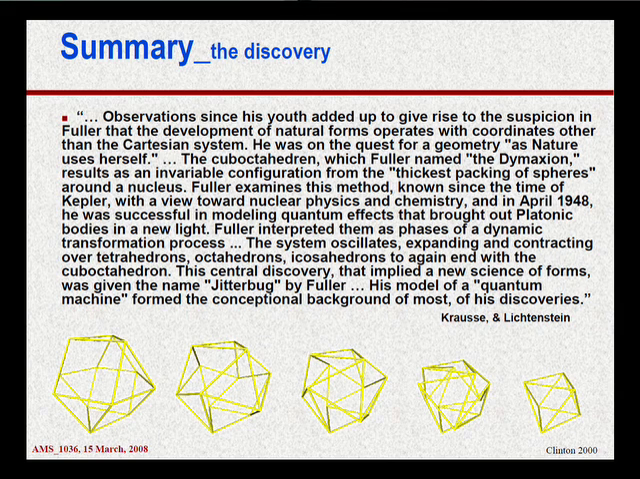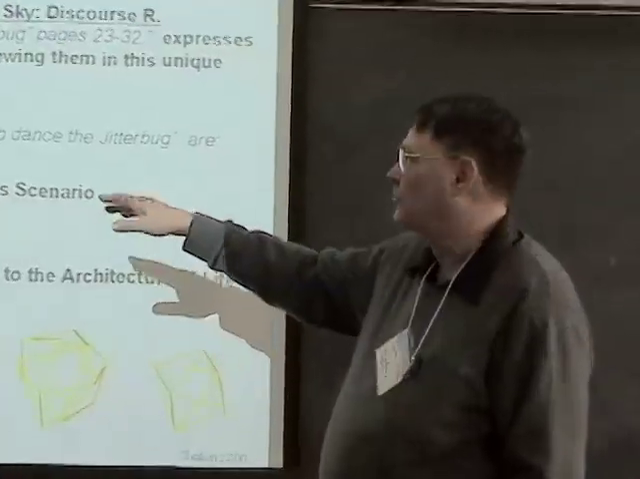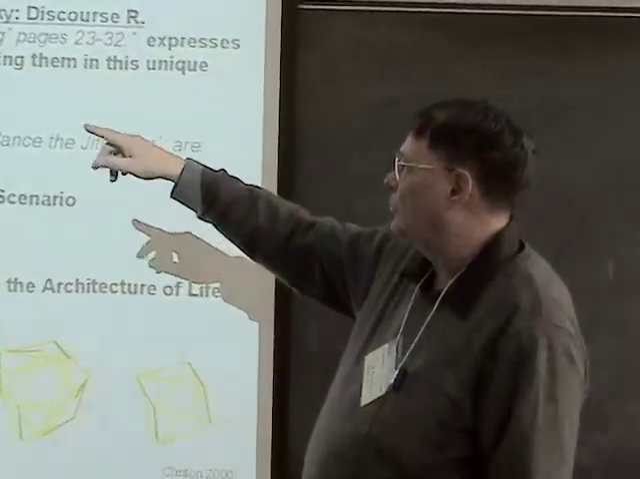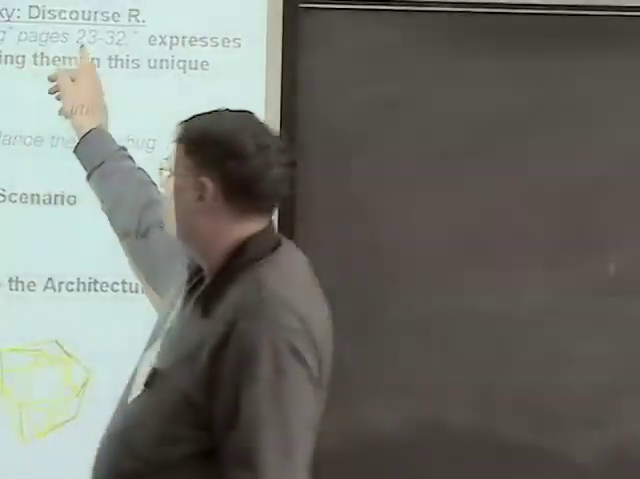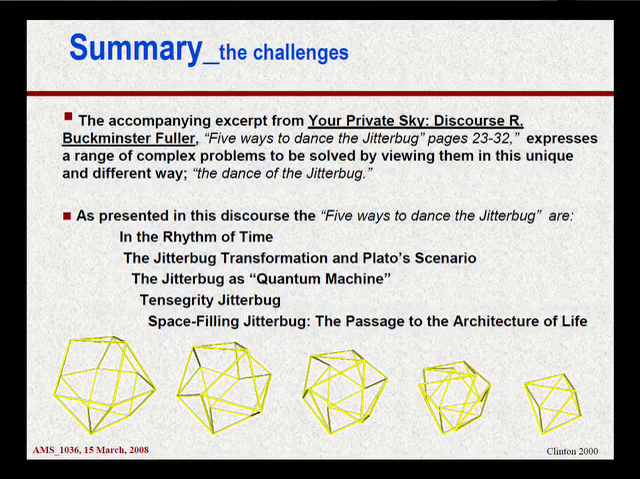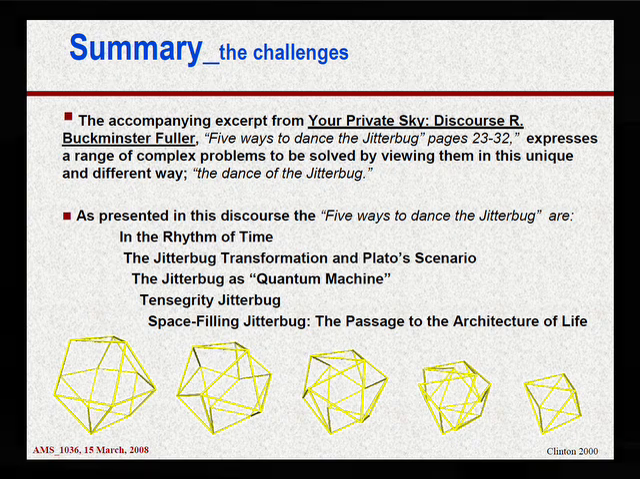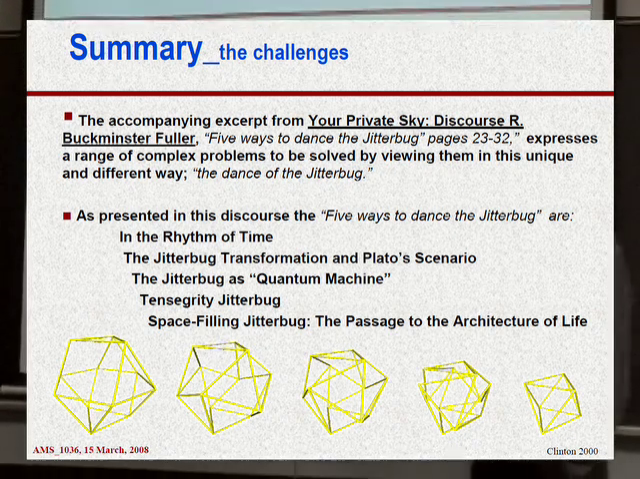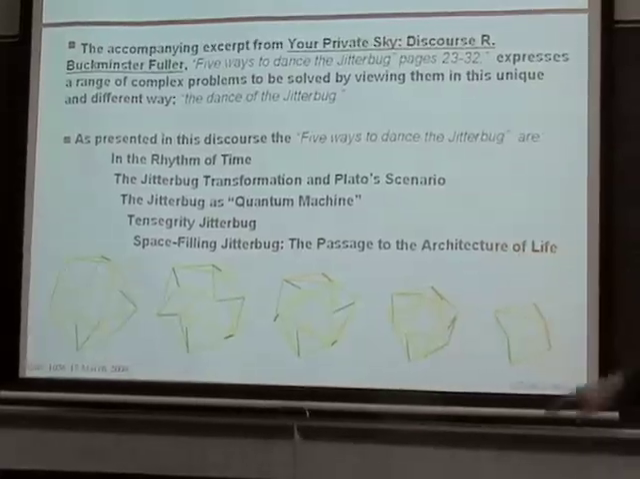On the CD that I passed out to everybody, you will find that there's also, in addition to this PowerPoint presentation and some illustrations, an excerpt I've included from Your Private Sky called 5 Ways to Dance the Jitterbug. And this was sort of following their theme in Rhythm to Time. The jitterbug transformation is Plato's scenario. The jitterbug is a quantum machine, tensegrity jitterbugs, and space-filling jitterbugs.